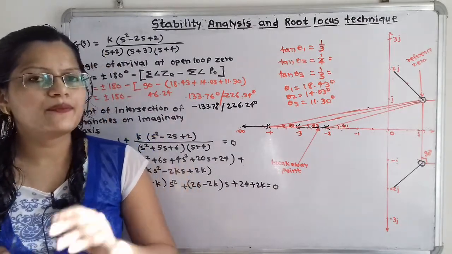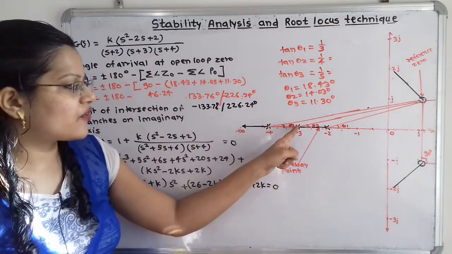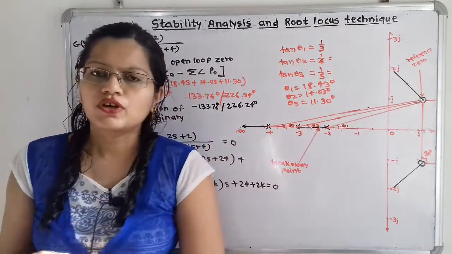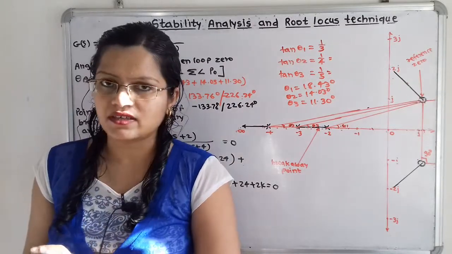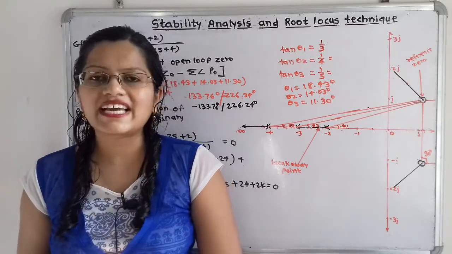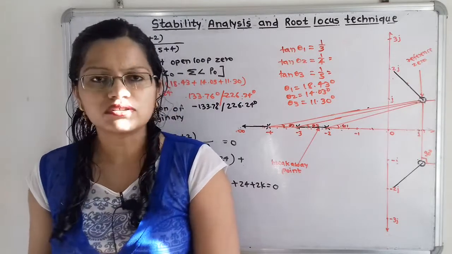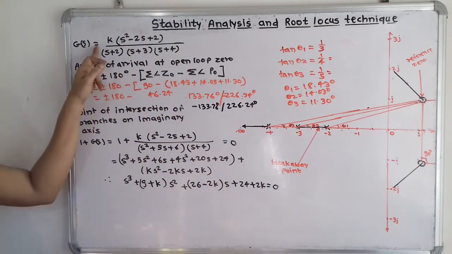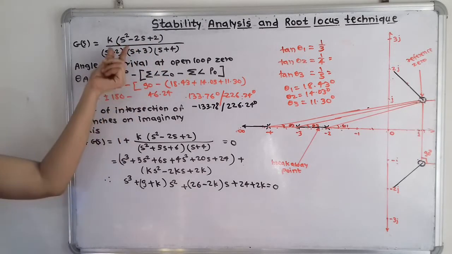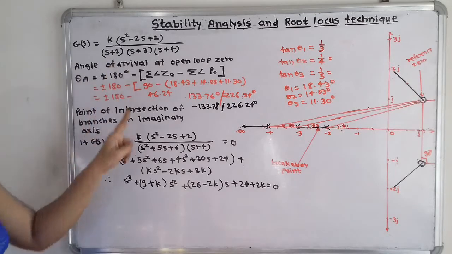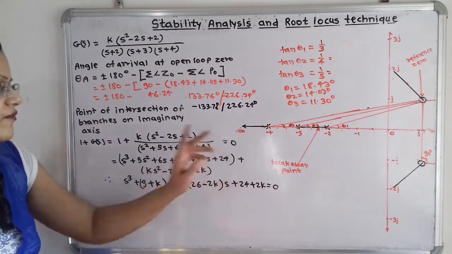Then we will move to the point of cross section of branches, when they are moving from these poles towards zero. So how to calculate this? We know that we have to use the Routh criterion. For that we first write the characteristic equation, that is 1 plus G(s) H(s) is equal to 0. So here we take 1 plus K (s square minus 2s plus 2) over the denominator. Now I will simplify. I have multiplied the two brackets, that is s square plus 5s plus 6 and in the second bracket s plus 4, which is equal to 0.